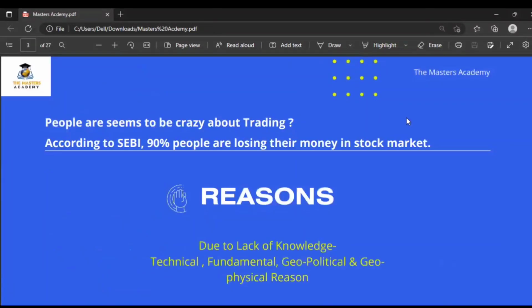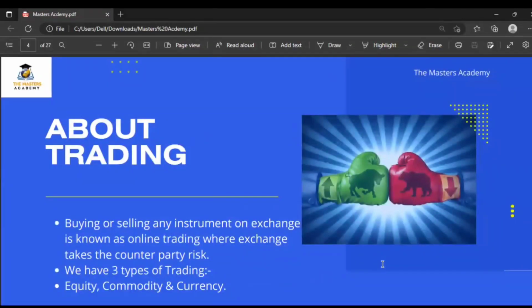I think till here we have completed the geopolitical and geophysical reasons. In the previous session we already discussed the reasons which affect the market directly or indirectly. We have fundamental reasons, technical reasons, and geopolitical and geophysical reasons, which affect the market on a daily basis. Like today also, you can see in some of the charts where the volatility is.